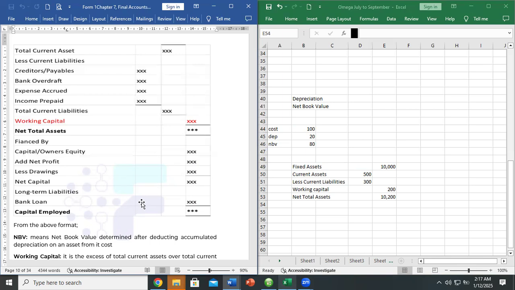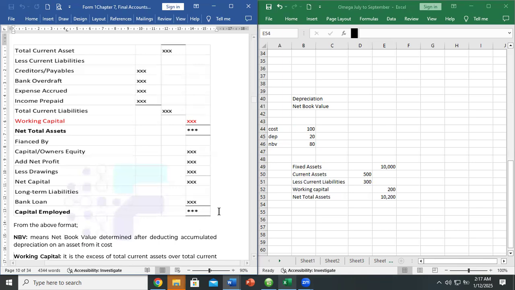So as for the second section, it looks very short. You bring your capital, you add net profit, you less drawings. The figure you get is your net capital, then you add the long-term liability, which is the bank loan. So that's your balance sheet.